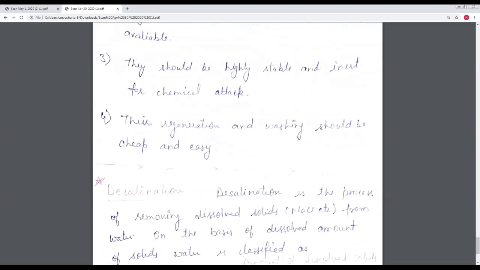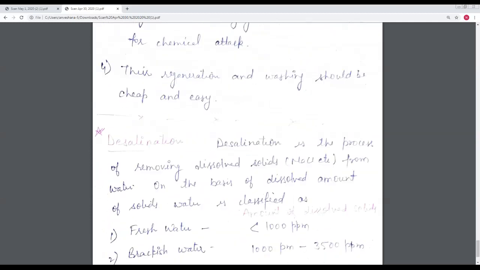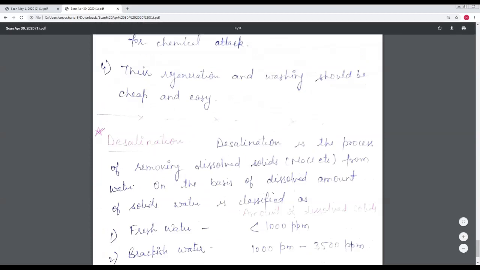And now a very small but important definition: desalination. Desalination means the removal of all salts from water. The question arises about the classification of water according to salinity. Desalination is the process of removing dissolved solids like NaCl, etc. from water. On the basis of the dissolved amount of solids, water is classified as follows.